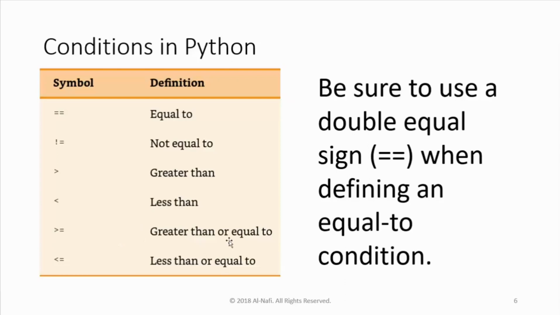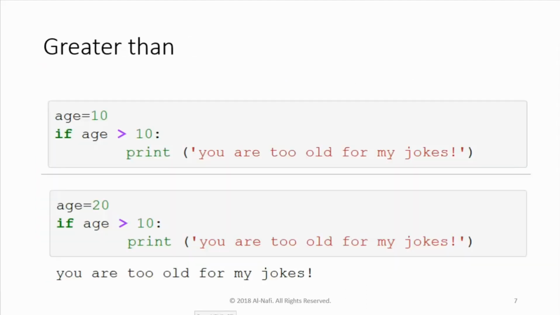So be sure to use a double equal sign when defining an equal to condition. That's the key thing. So please isko yaad rakhiyega. So be sure that you do that inshallah. So this is a greater than example. Agar age aapki 10 hai, if age is greater than 10, print you are too old for my jokes.